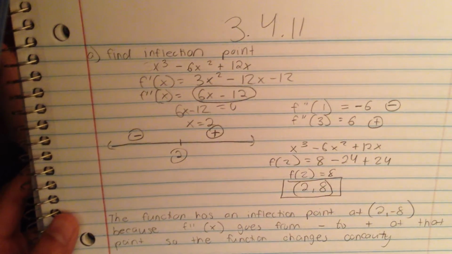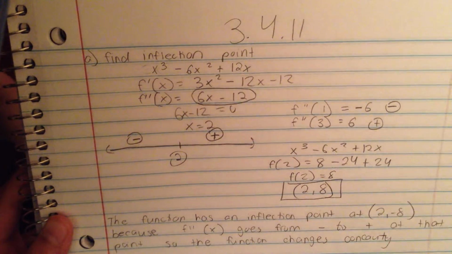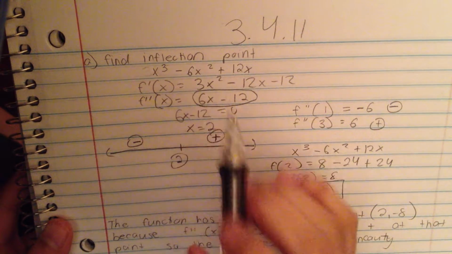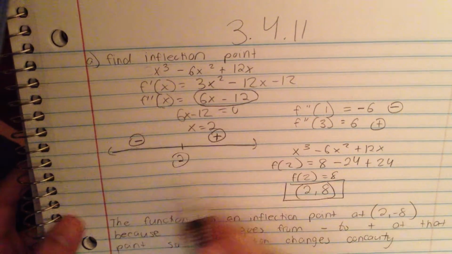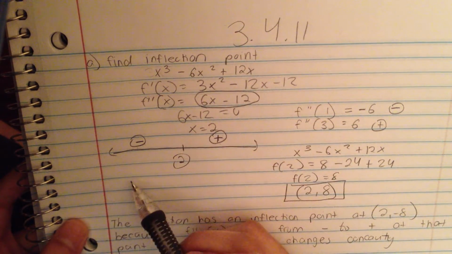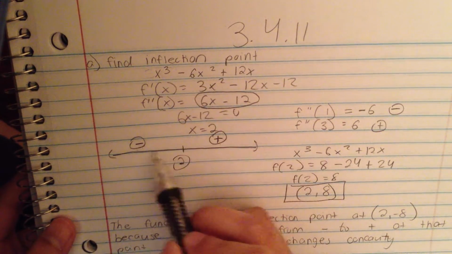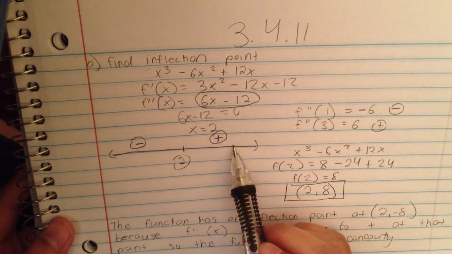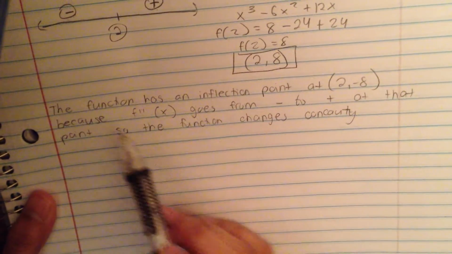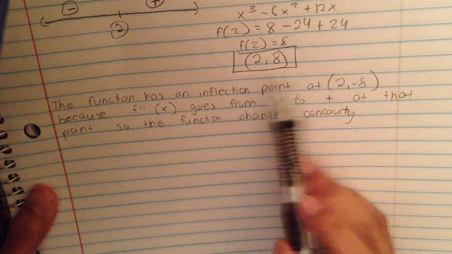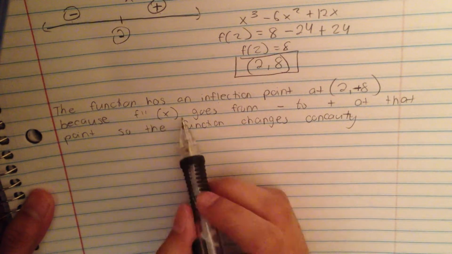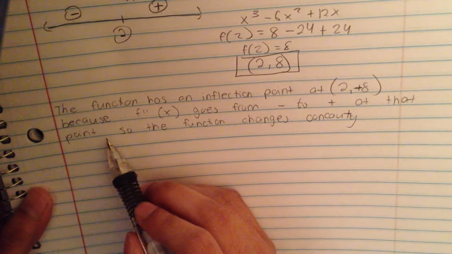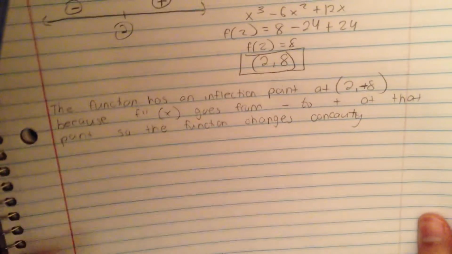And reversing a couple of steps, I know that the function changes concavity because f double prime here is from negative to positive. I know this is negative. I know the f double prime is negative because it is less than 0. I know that's positive because it's greater than 0 on this interval. So you would write the sentence, the function has an inflection point at 2, 8, because f double prime of x goes from negative to positive at that point. So the function changes concavity.